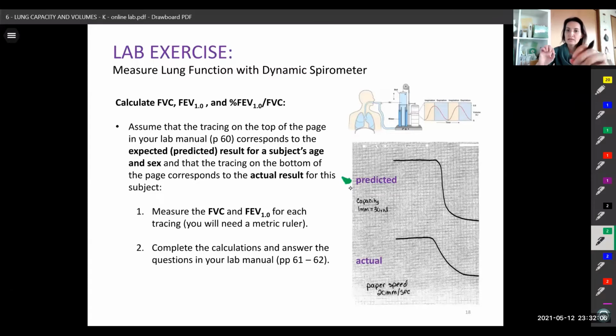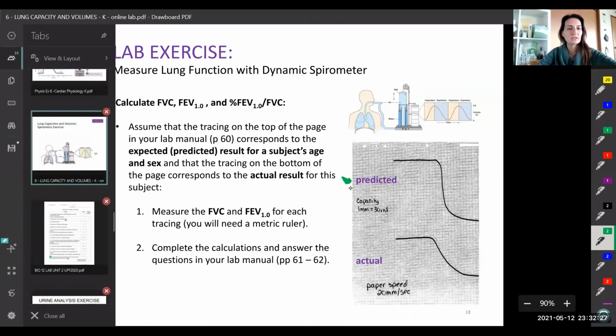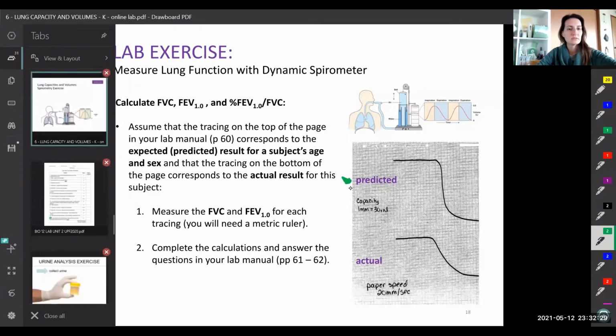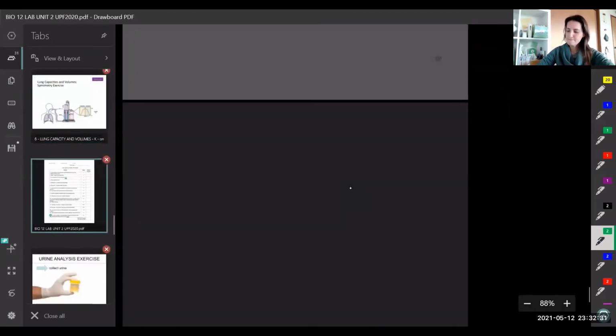And that way we can then use the predicted and the actual in the calculations on the pages following, where you're asked to compare actual to predicted to get percent normal. And we'll run through some of those calculations together. Right. So now let's jump back to the lab manual here.